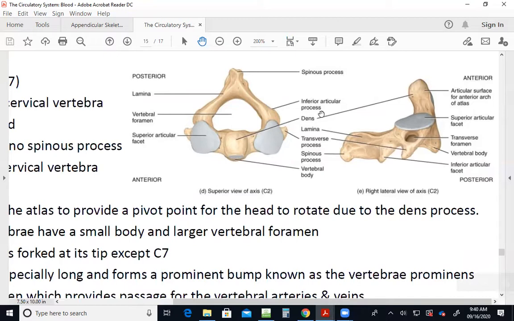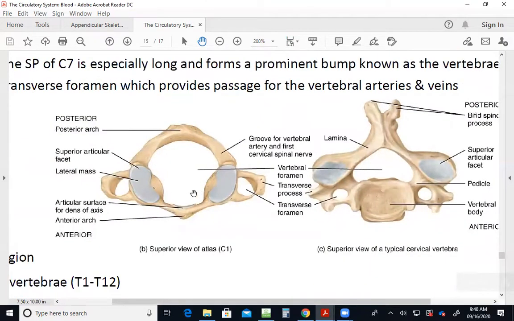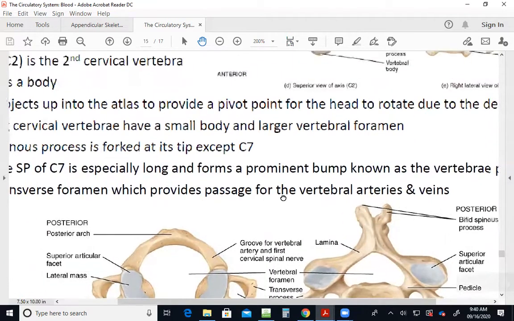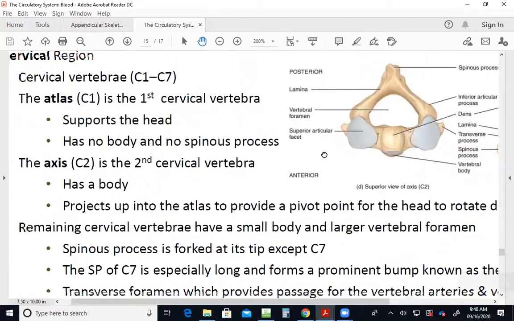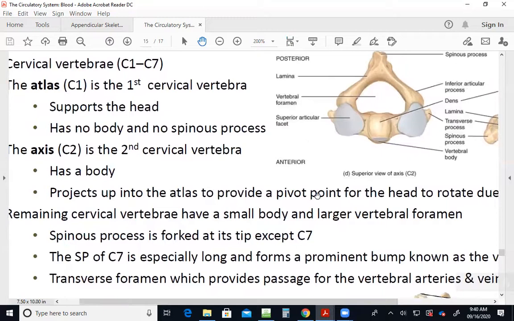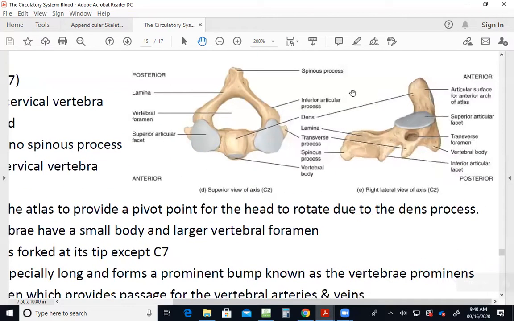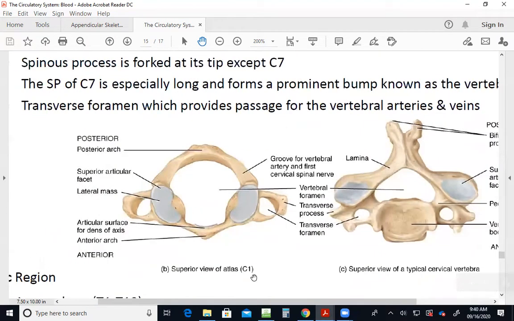It has a special feature called the dens, or dens process, which I would highlight. This projection upwards fits right there in that big space within the atlas and provides a pivot point for our head to rotate when we shake our head no. Okay. So be able to identify in these two pictures that this is the axis and that this is the dens.